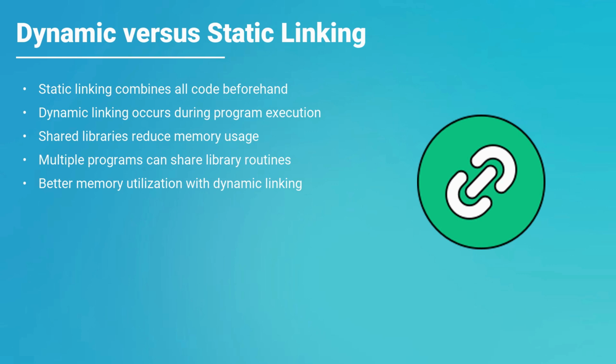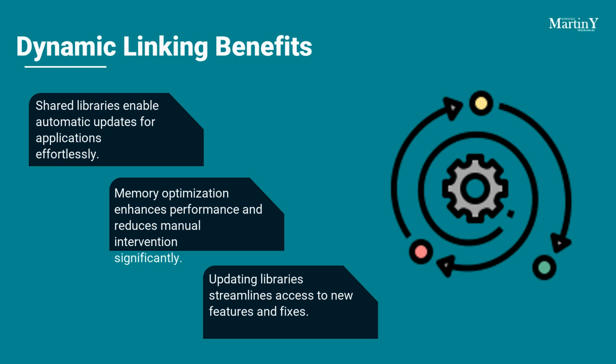This means that if multiple programs require the same library, they can share the same copy in memory, leading to better memory utilization. Moreover, with advancements in operating systems, updating a shared library also allows all programs using that library to automatically utilize the new version without needing recompilation. This dynamic approach to linking not only optimizes memory usage, but also streamlines the update process, ensuring that applications leverage the latest enhancements and fixes without extensive manual intervention.